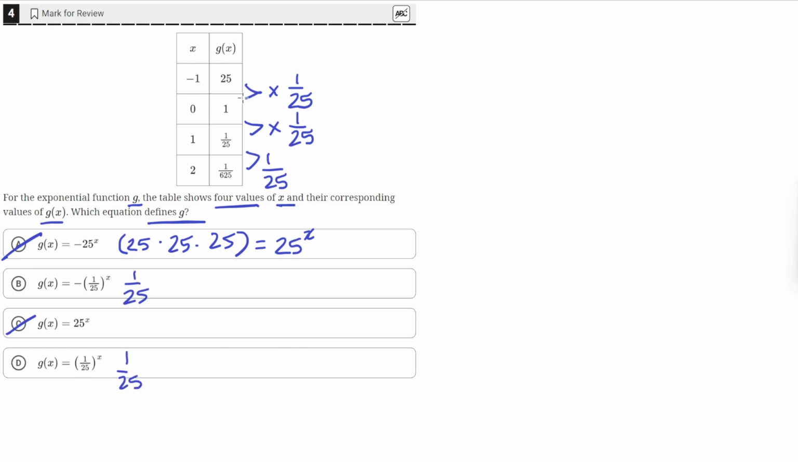So looking at g of x again, we see that none of these are negative. And B here says that there's a negative sign in front, meaning values of g of x will always be negative. So B cannot be the answer, and that means D must be the answer, because D here is multiplying by 1 over 25 x times. So D is correct.